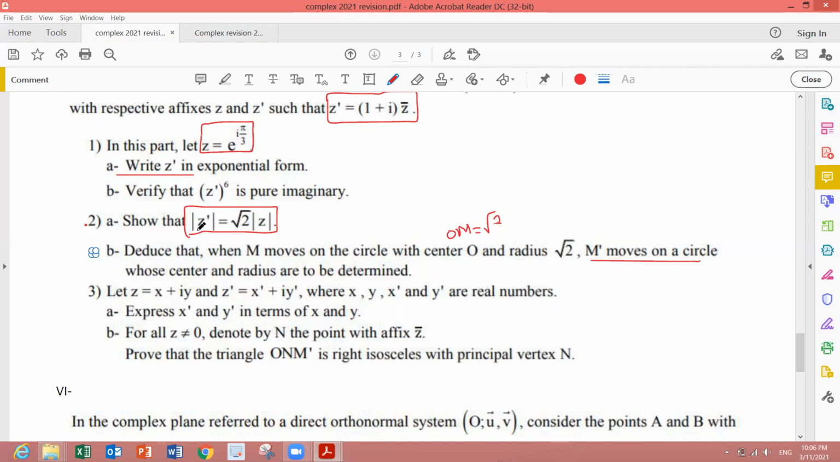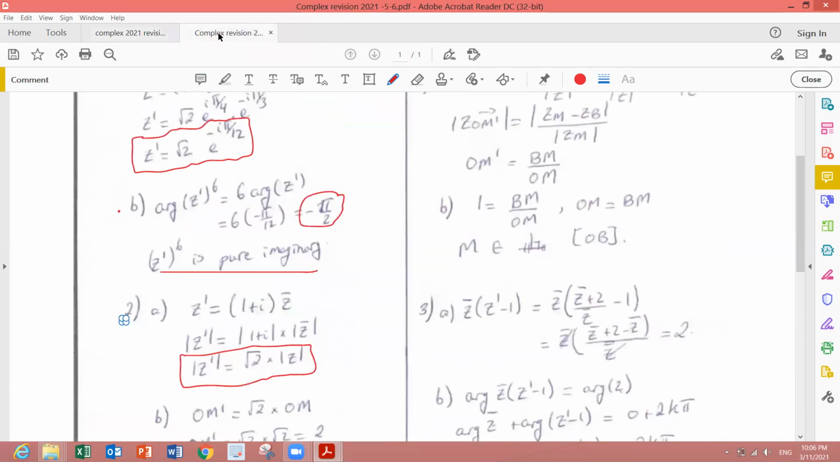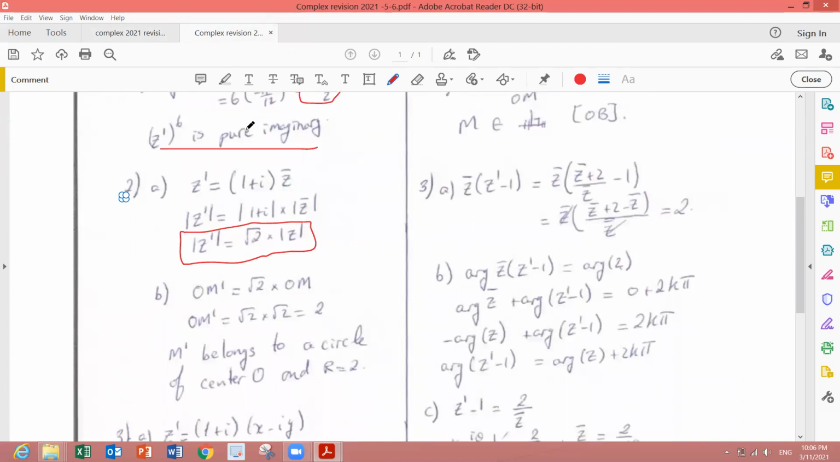Deduce, so I have to use this property. Modulus of Z prime is OM prime equal radical 2. Modulus of Z is OM. I put instead of OM radical 2. So OM prime equals radical 2 times radical 2, which is 2, means M prime belongs to a circle of center O and radius 2.